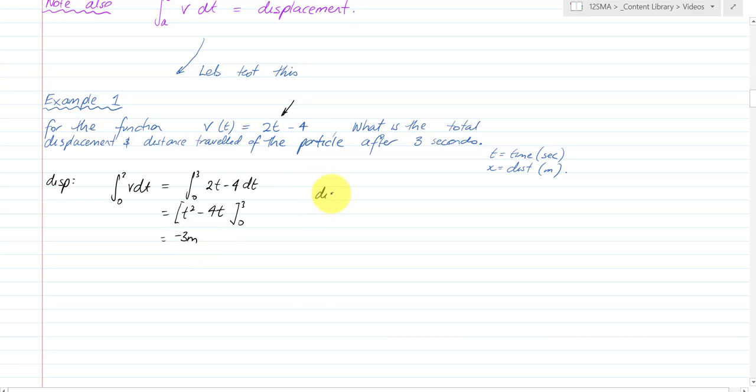The distance, on the other hand, is a bit different because we don't know much about the motion. But what we can do is have a look at the function here, v(t) equals 2t minus 4, and consider when is the velocity 0, because that'll be the x-intercept. So when does 2t minus 4 equal 0? That's 2t equals 4, t equals 2. In this case, it's velocity against time, so it's actually a t-intercept, but we often call them x-intercepts.